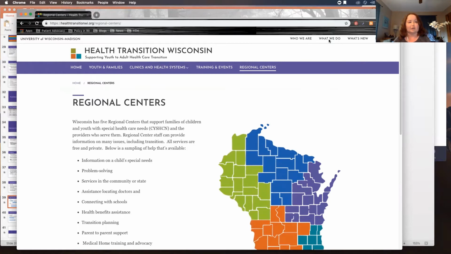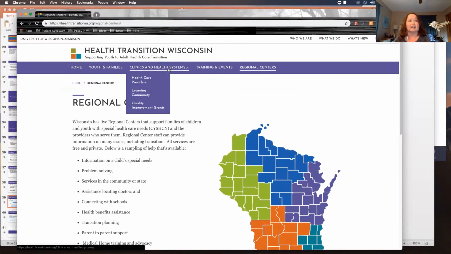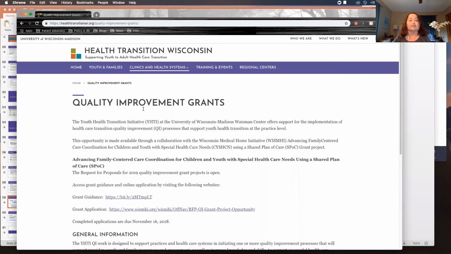We do also have other areas where we talk about who we are and what we do. I don't need to go into those too much, but the one thing that I do want to end on is our quality improvement grants. Those have just recently been released, and Colleen is on the call to answer any questions that may pop up as I'm talking about the quality improvement grant. You can find all of the information regarding quality improvement grants inside of our Health Transition Wisconsin website.